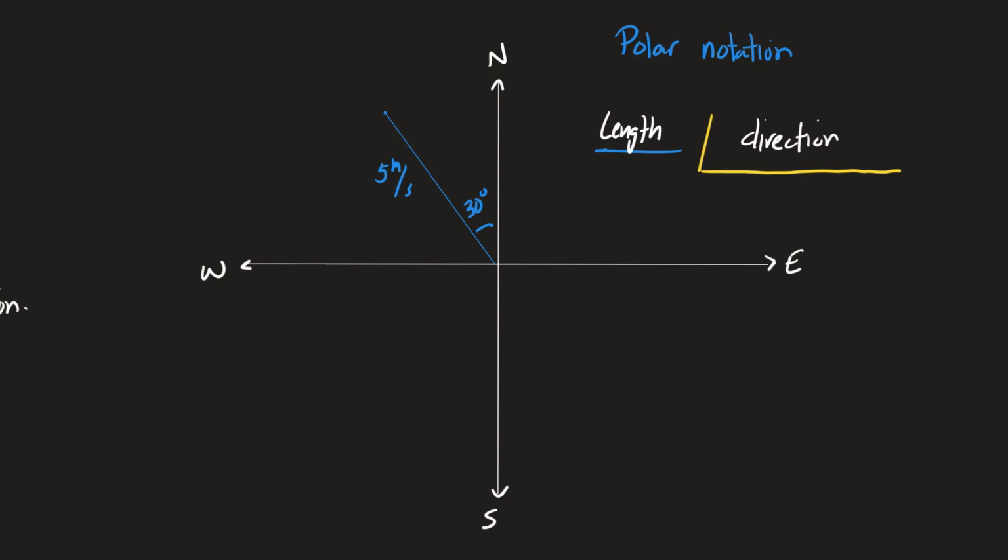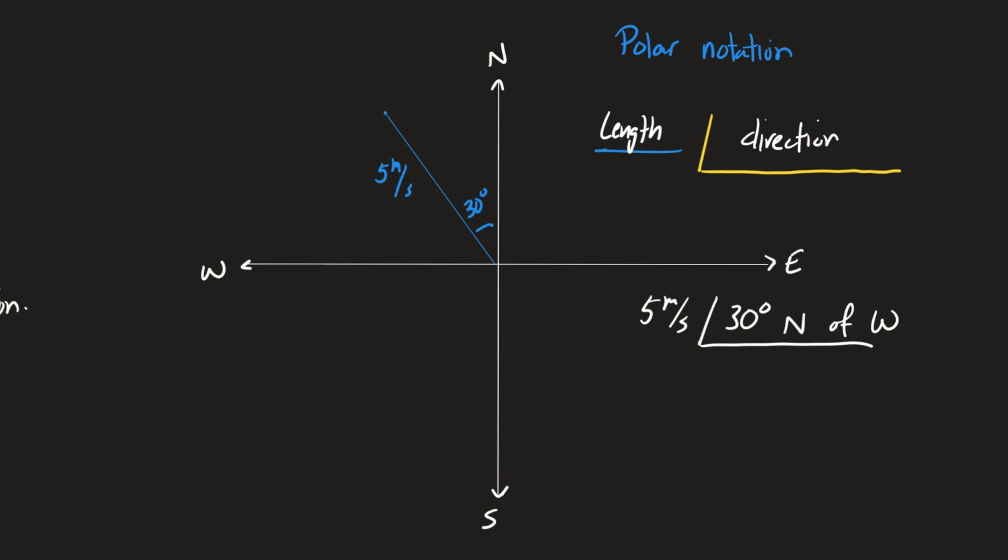Okay, so I'm going to correct you. 5 meters per second first, because that's the length of the vector. And then 30 degrees, and what'd you say? North of west. 30 degrees north of west. How many agree?